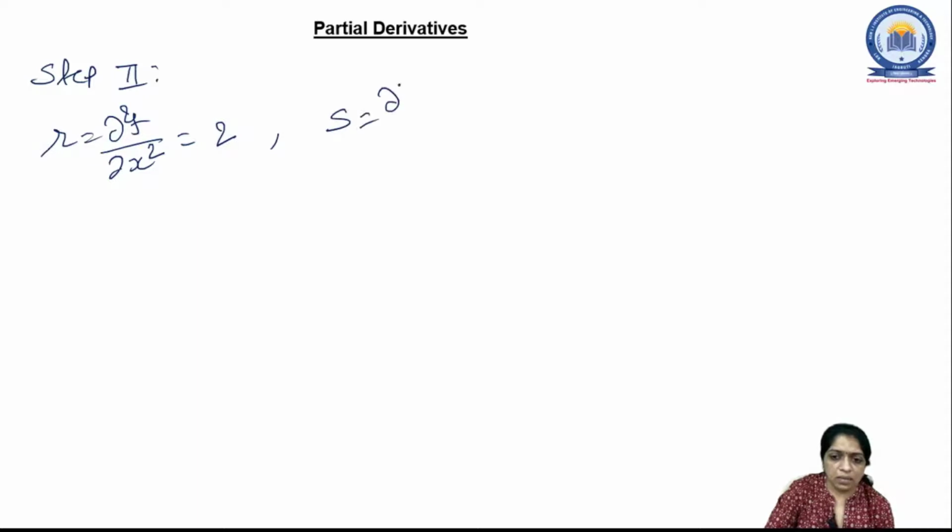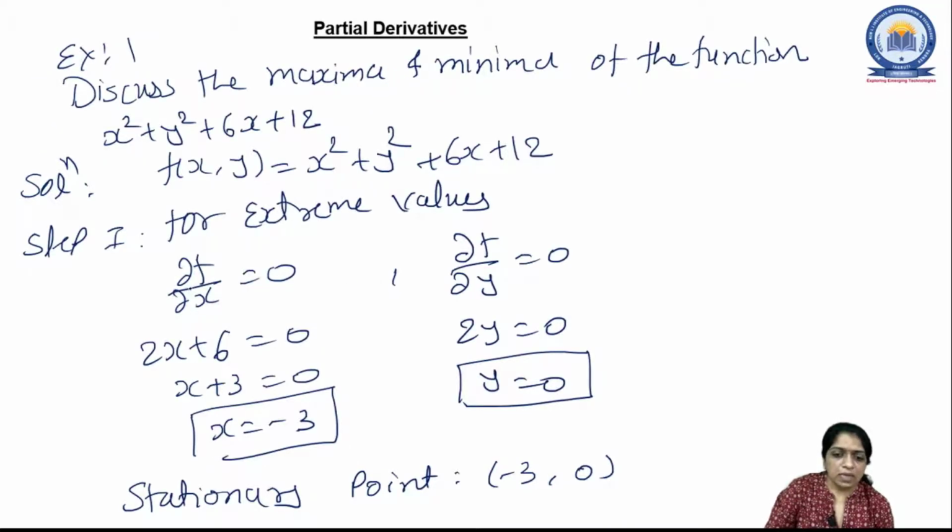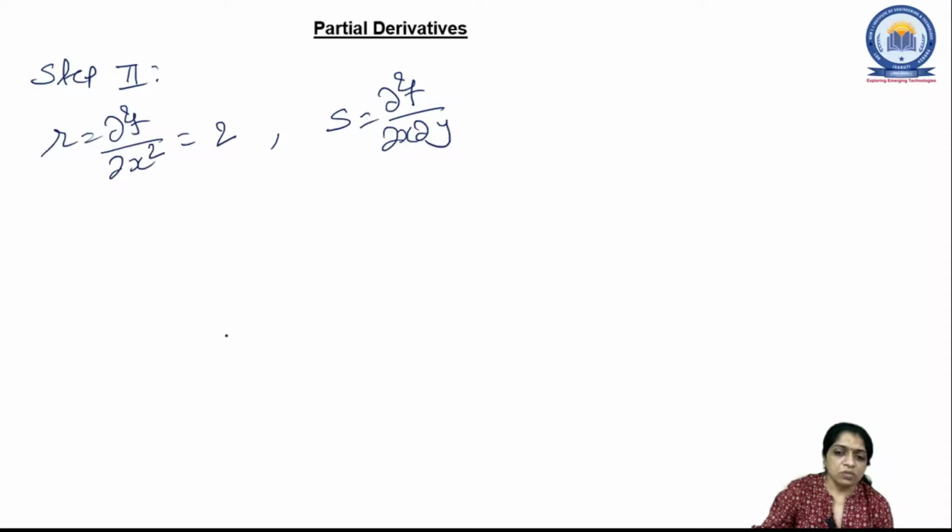Now s, that is del square f by del x del y. So either we take the derivative of del f by del x with respect to y, or the derivative of del f by del y with respect to x. Both answers will be the same. So the derivative of del f by del y with respect to x is 0, because there is no x in del f by del y. Similarly, there is no y in del f by del x. So the second derivative is 0. So the value of s is 0.